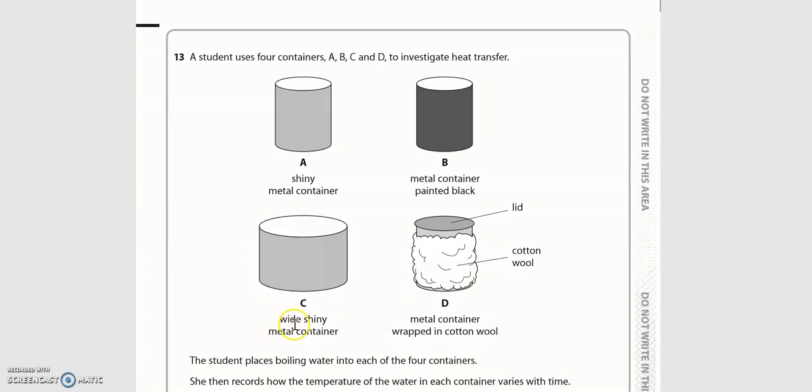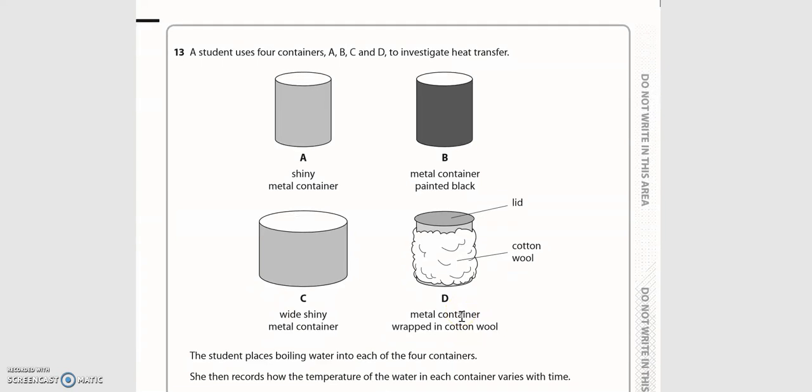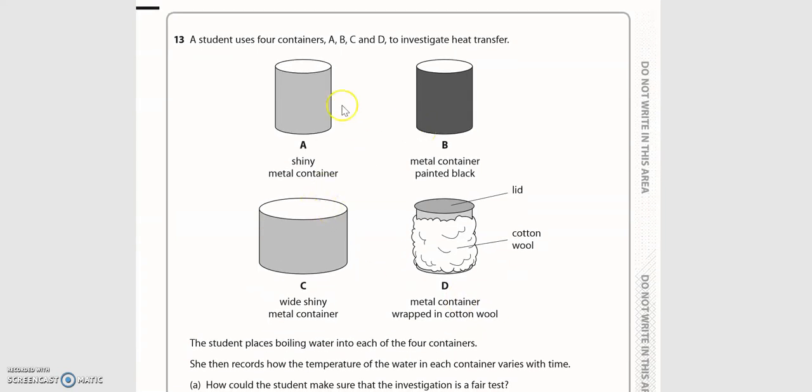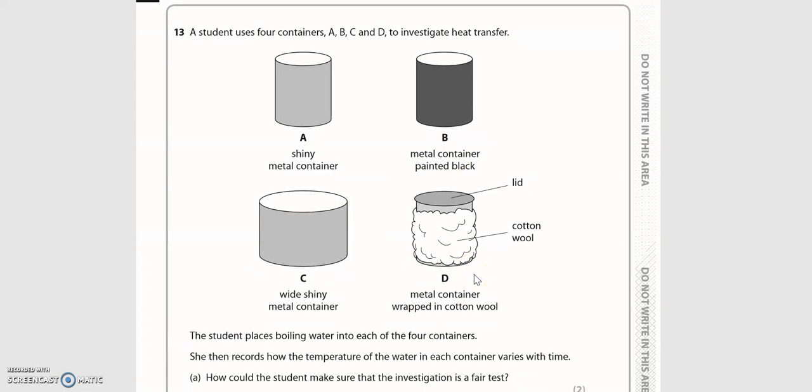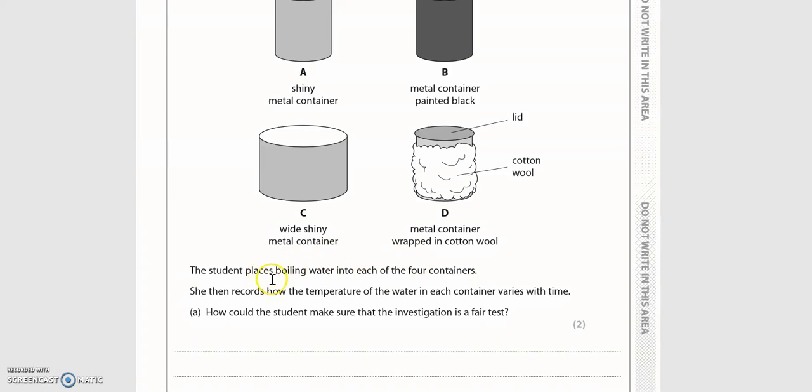Last question on paper 1 is about heat transfer. You have been given a description of an experiment where there's 4 containers that are rigged up in different ways to change the heat transfer. Student places boiling water into each of the 4, then she records how the temperature of the water in each container varies with time. So the first question says, how could the student make sure that the investigation is a fair test?